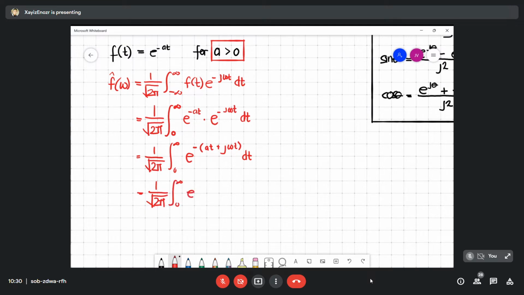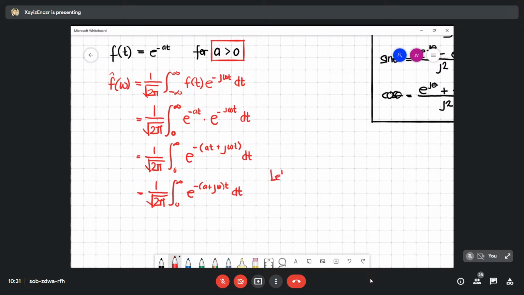So we have e to the negative (a plus j omega) multiplied by t, dt. Since our variable is t, any other variable or symbol here is considered a constant. What is the integral of e raised to negative quantity (a plus j omega) t? If you still remember your integrals, you may use a shortcut, but if you can't, let's just go through it step by step.